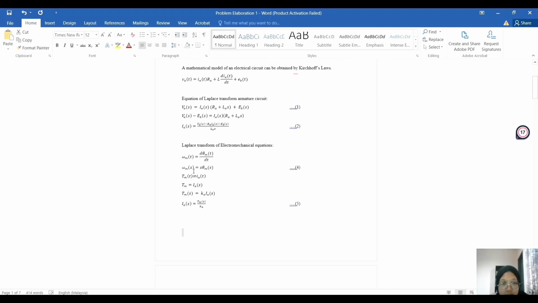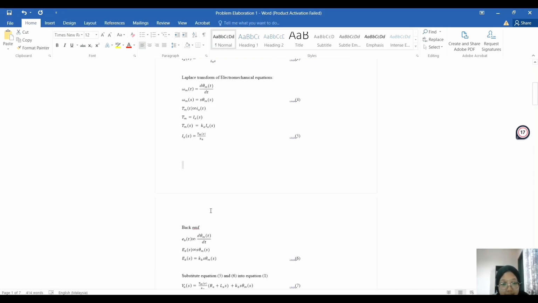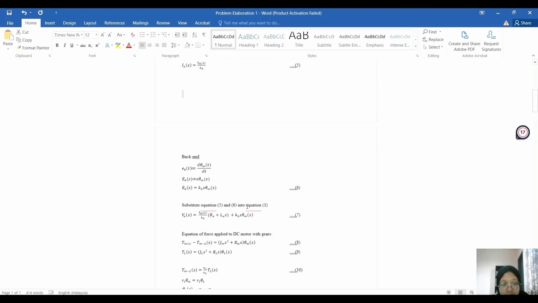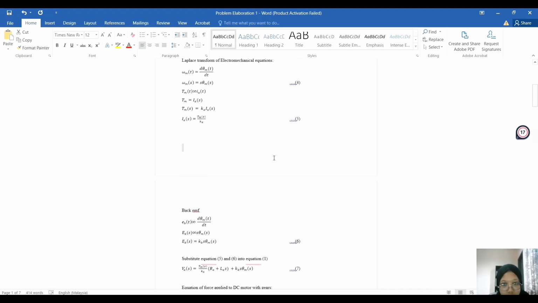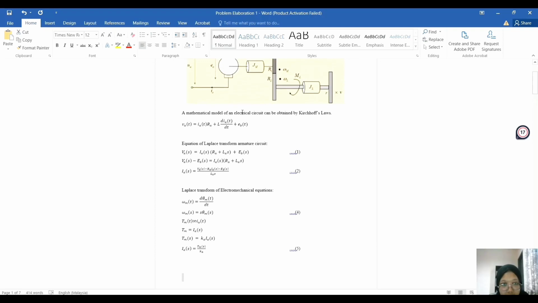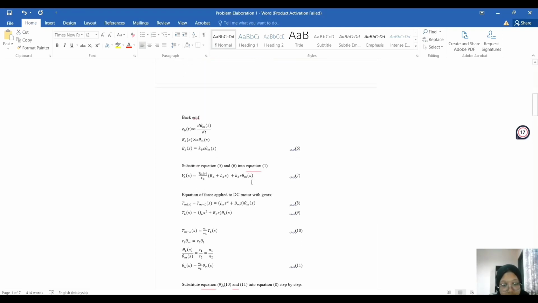Omega m(s) equals s theta m(s), and Ia equals Tm over Ke. For the back EMF, Eb(s) equals Kb s theta m(s). Then substitute equations 5 and 6 into equation 1. Then we get equation 7.